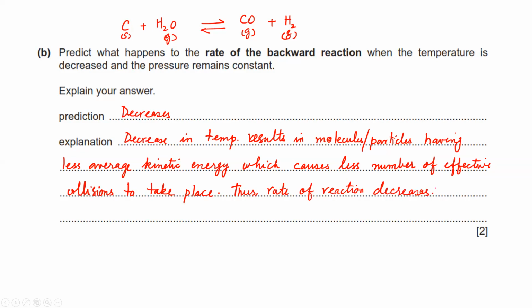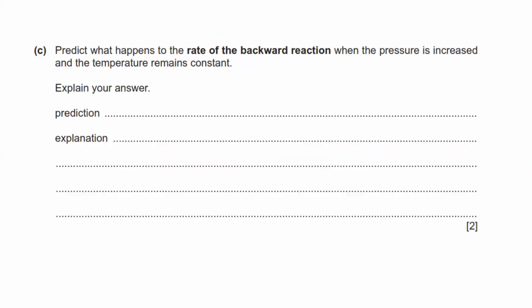Okay, so this is how we do it. Irrespective of the forward or the backward reaction, if the temperature decreases, the rate of both of these reactions decreases. And in this manner, again, the equilibrium of the whole system is kept. Then part C says, what happens to the rate of backward reaction when pressure is increased and the temperature remains constant?